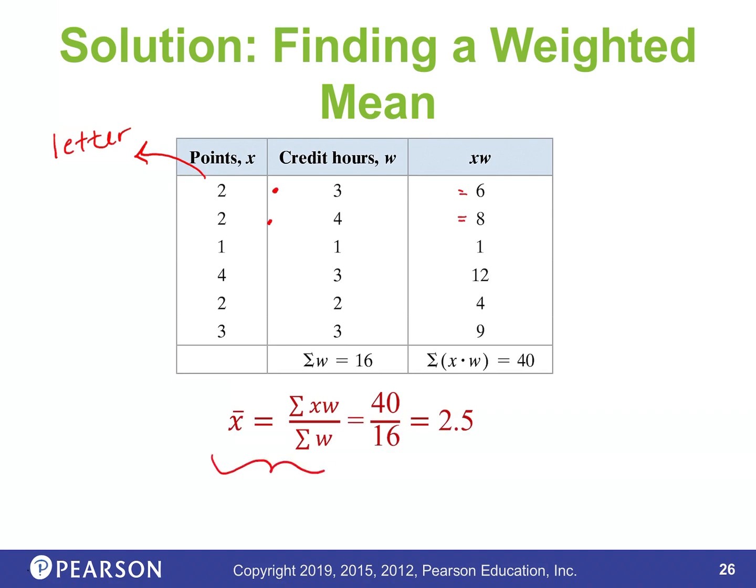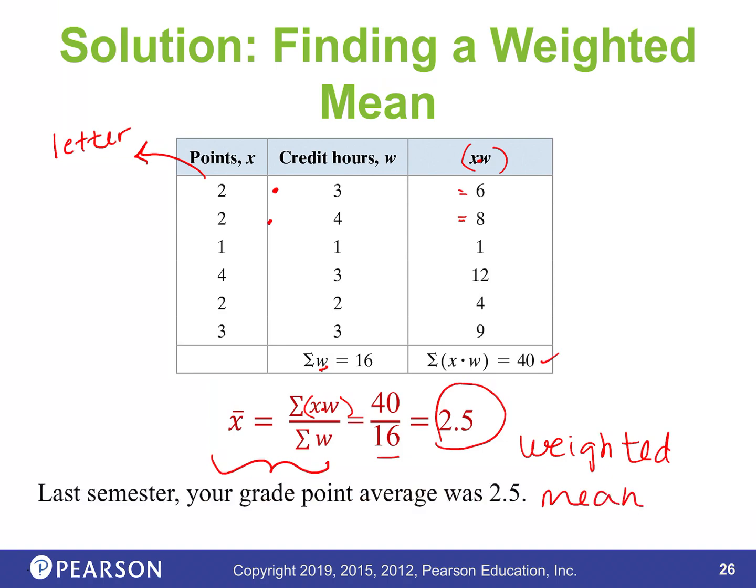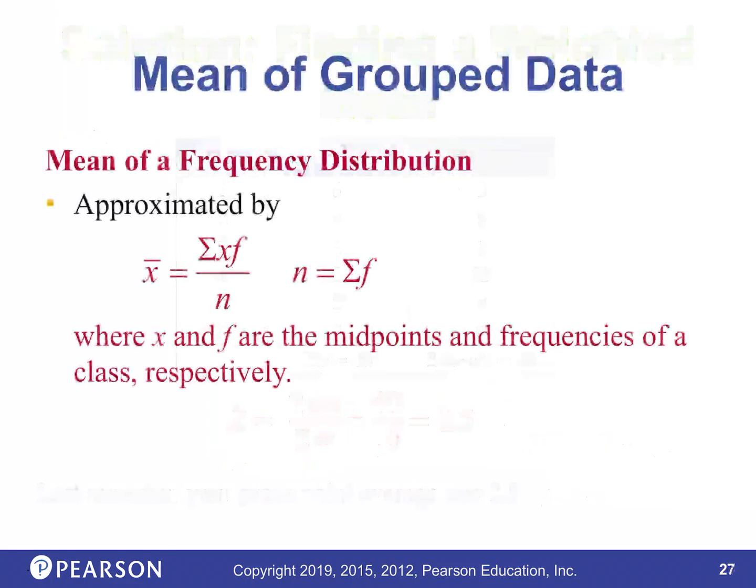Now here we have our formula, right? We're going to take the sum of x times w. Here we have x times w. We multiply them, now we're going to add, we get 40. And we're going to add our credit hours, our w. We get 16. So 40 divided by 16, this is what's said to be our weighted mean. So your grade point average was a 2.5.